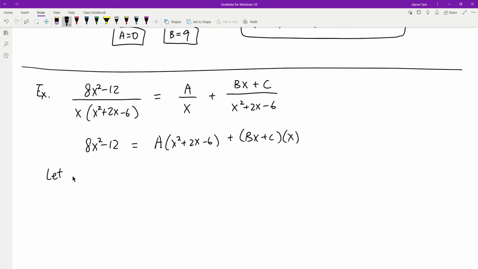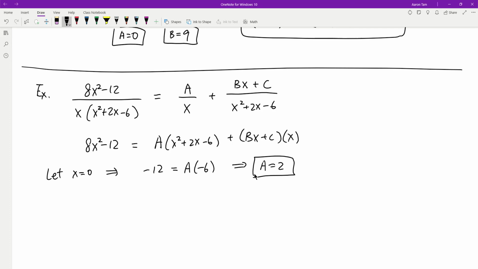So I'm going to let x equal 0. And when I do that, I have negative 12 is equal to a times negative 6 plus b times 0 plus c times 0, which basically just goes to 0. So I'm going to erase that. And that just tells me that a is equal to 2. So that's good. We found one of the three things we need. Now, next thing I need is to find b and c.